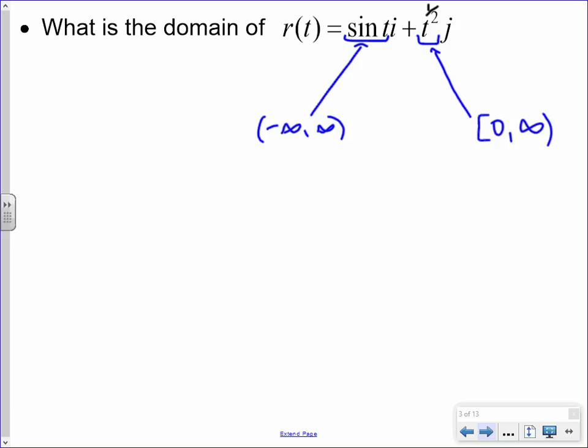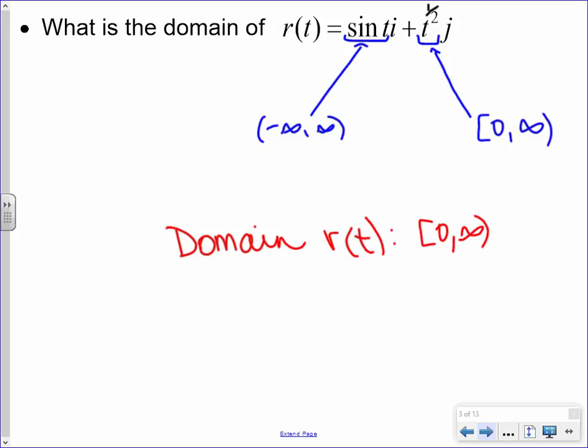So when we talk about the domain for r of t, we have to look at where those overlap. Yes, I can plug negative numbers into sine of t, but I can't plug negative numbers into t to the 1/2. So wherever these two overlap, that is our domain for our vector valued function. What about the range? The range we would have to identify after we graph.